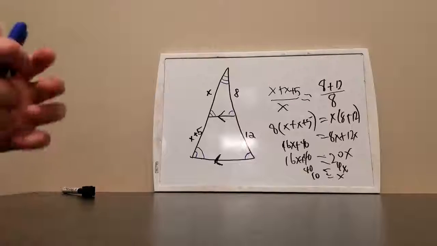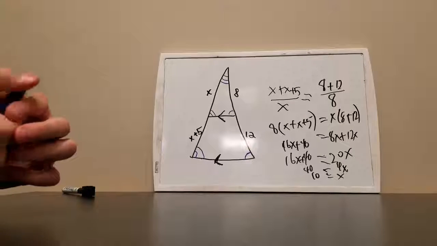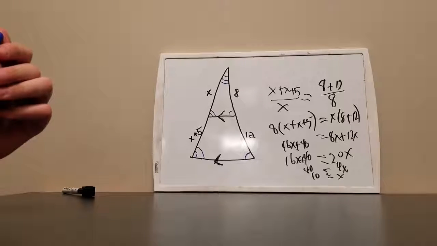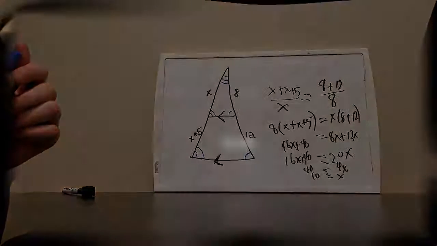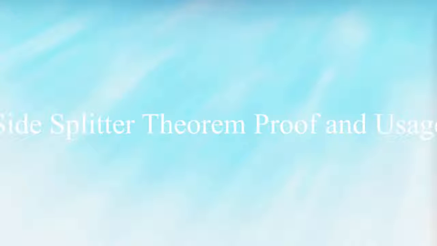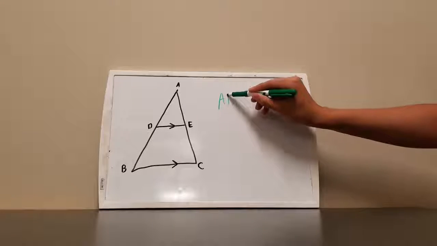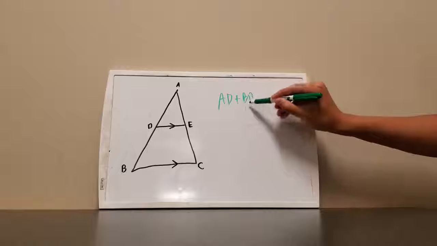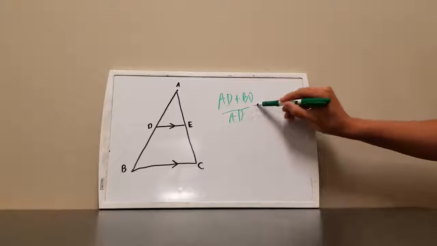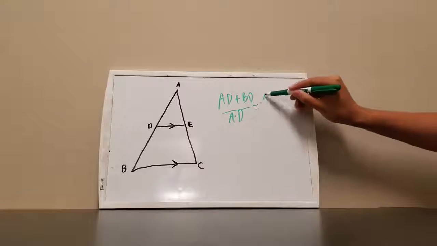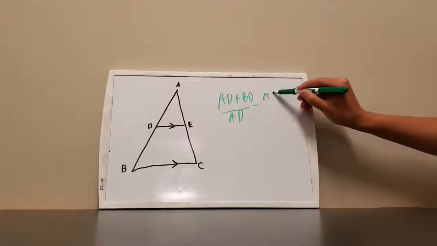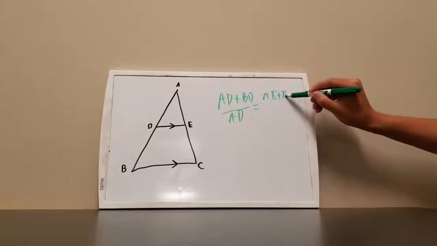Unfortunately, you wouldn't want to always put the whole piece over the small piece since that would be a lot of work. There is another way that I will show you now. Here we have two similar triangles again with parallel bases. So a proportion of the two sides would be AB, or in this case, AD plus BD over AD, which is equal to, like we did last time, AC over AE, but in this case we want AE plus EC over AE.